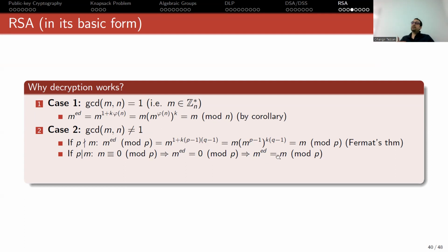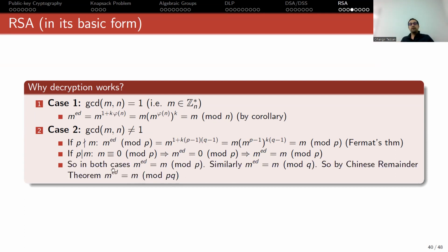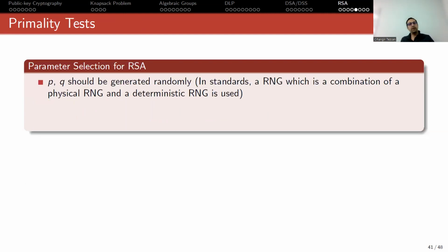So do the same thing with modulo q. In both cases, since you have m to the ed equals m modulo p, similarly you end up with m to the ed equals m modulo q. In that scenario, now we can use the Chinese remainder theorem, and you end up with m to the ed equals m modulo pq. This is why decryption works all the time, okay? Again, if you're interested, go into the details and see the number theory works really nicely here. So it looks really fine.